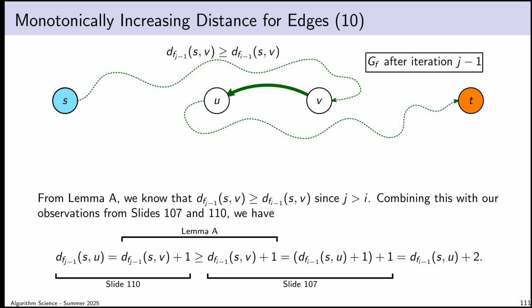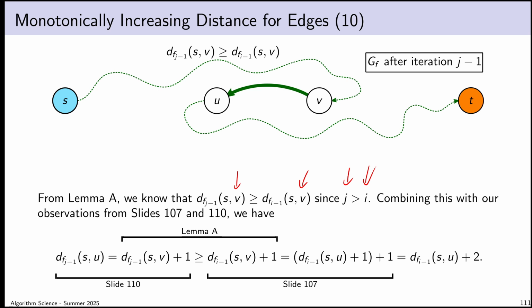From lemma A, we know that the distance of every vertex in the graph only increases or stays the same as iterations go on. So since j is a later iteration than iteration i, we know that the distance from s to v at iteration j is going to be greater than or equal to the distance from s to v at iteration i.